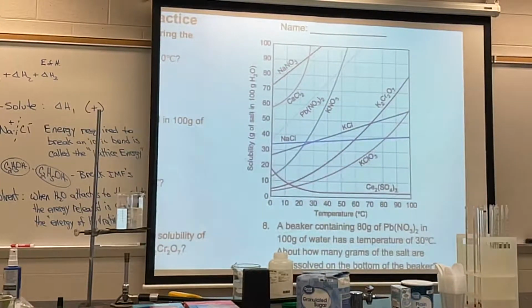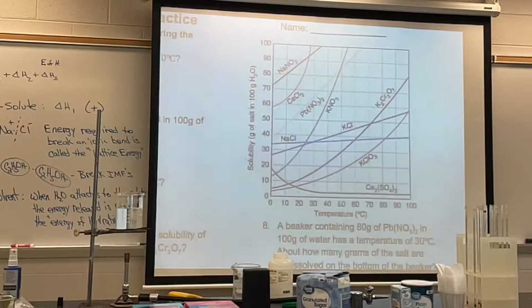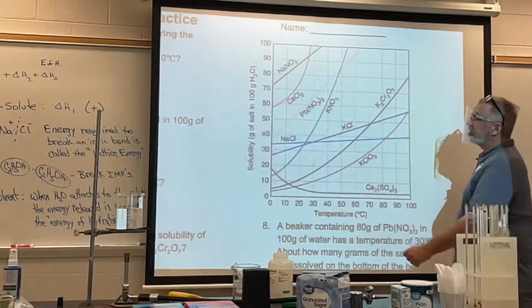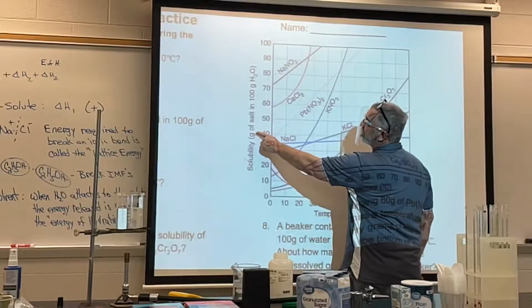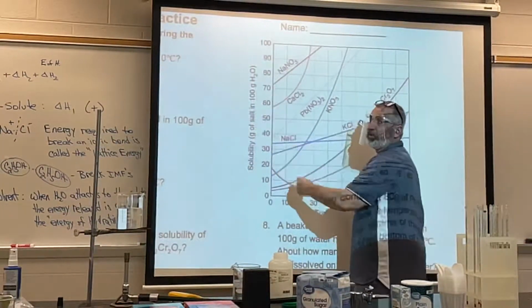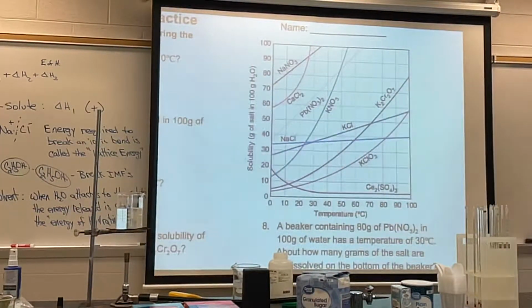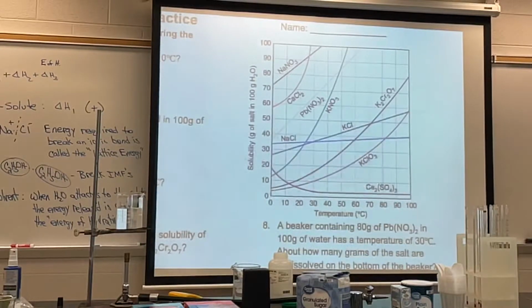Okay? So, notice on the y-axis, it's going to be solubility in grams of salt in 100 grams of water. You've got to have an amount of solvent that you're putting it into. You can't just say this many grams will dissolve. Well, how much water? Is it a cup of water? Is it a gallon of water? How much water are you putting in it? What's the ratio? So if I'm looking at this, just to read this graph, KNO3 at 40 degrees.